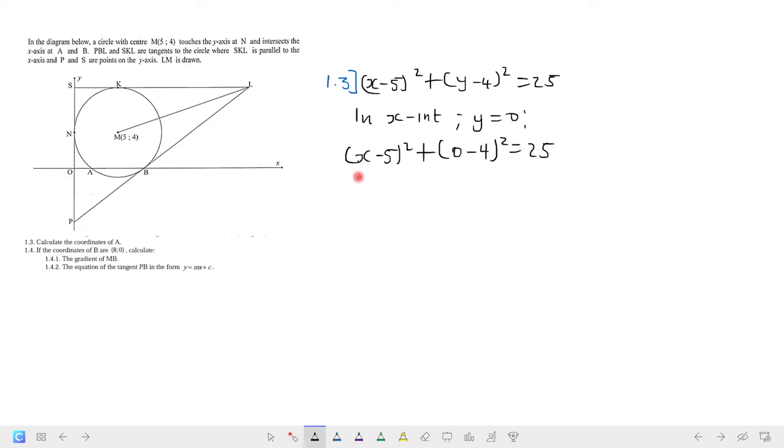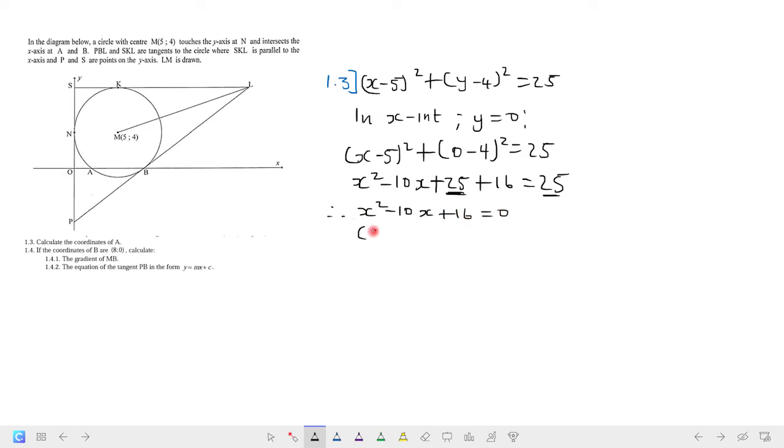Now if you're simplifying here, I'm going to have x squared minus 10x plus 25, and then pressing (0 minus 4) all squared in the calculator gives you 16. Then we're going to get 25. Then we're going to take the 25 over, so it's going to subtract with this 25. So these ones are going to cancel out. And then you're going to be left with x squared minus 10x plus 16 equals 0.